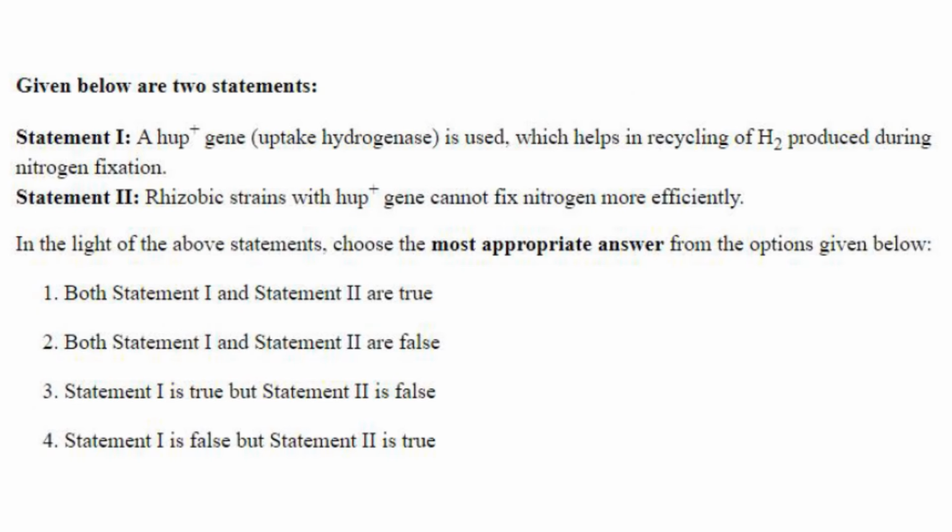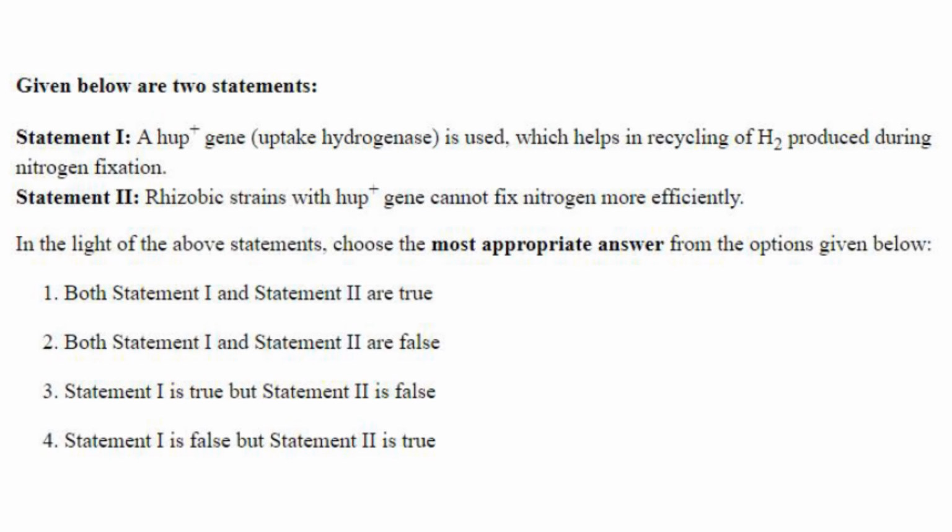Then next one. A hup plus gene, that is uptake hydrogenase gene, is used, which helps in recycling hydrogen produced during nitrogen fixation. That is correct. Then it also reduces the energy lost as hydrogen. Then it increases ATP availability and it also enhances nitrogenase activity, increasing nitrogen fixation. So those are the functions of the hup plus gene.